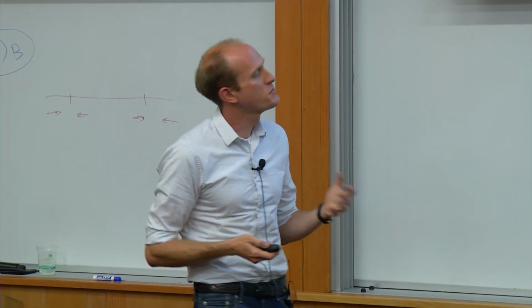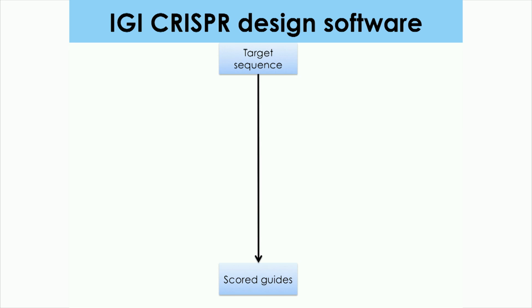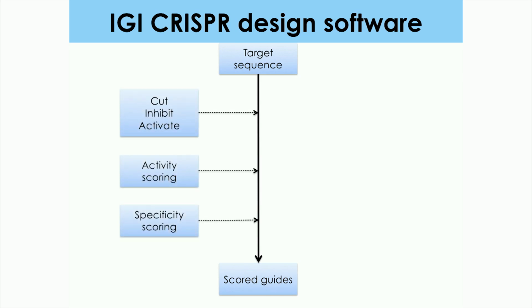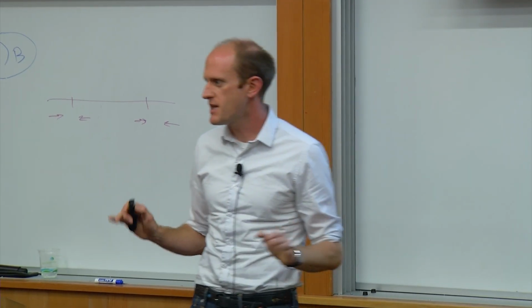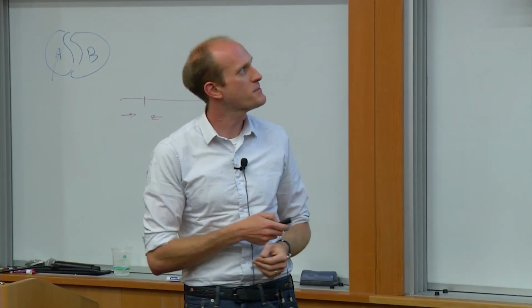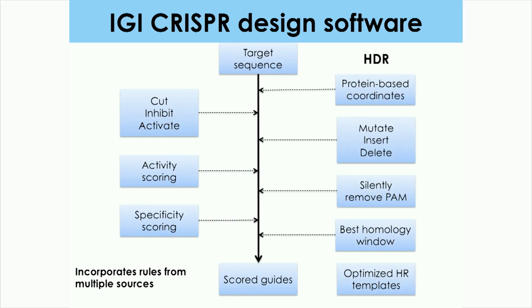So really what we want to do is we want to have a target sequence. We want to get some sort of scored guides out of it. We want to be able to cut, inhibit, or activate. We want to get activity scoring and specificity scoring. And the way we're doing this is, we're just going to copy what people have done that works very well in the past. So we're going to use databases that are already out there for activity and specificity. But we're going to try to do this from multiple sources to try to come up with something that incorporates multiple things. But for HDR, we want to do this in a way that makes sense for a researcher.